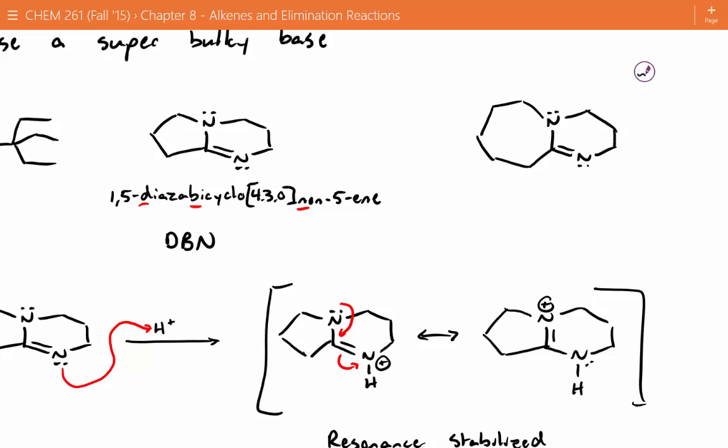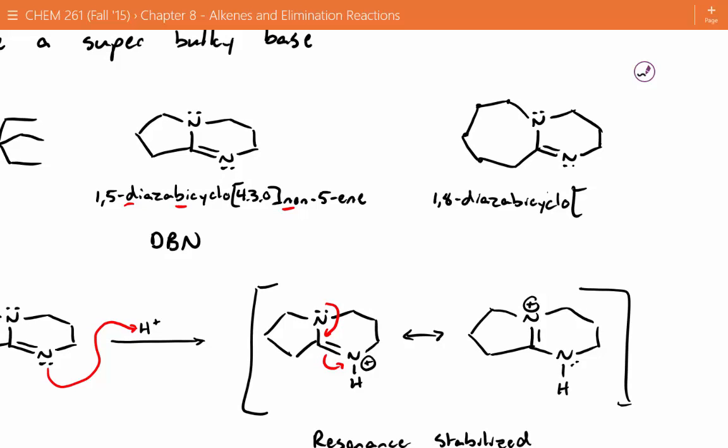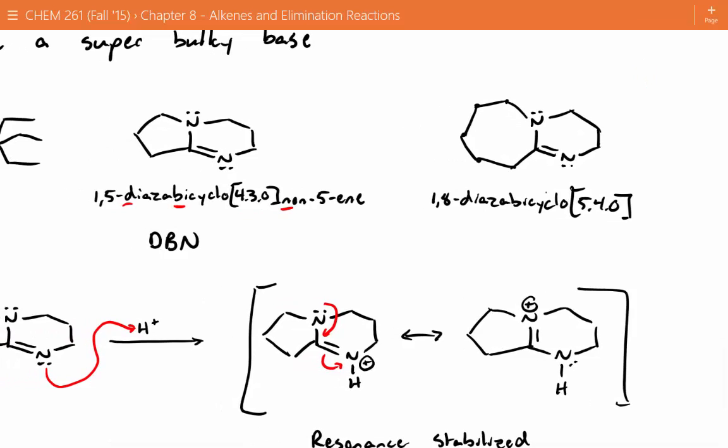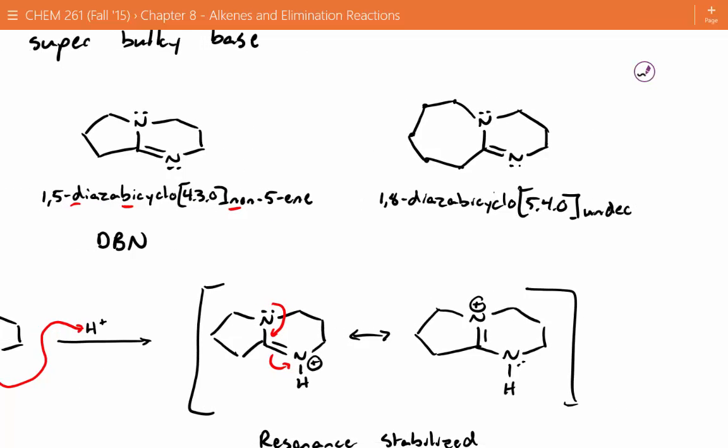And the name for this one is 1,8-diazabicyclo. And what should our bridge lengths be for this one? Should be 5,4,0, right? Because if we go over this path, we go 1,2,3,4,5. The other path is 4. So 5,4,0 undec-7-ene. So that's a mouthful. Using the same acronym system that we used before, what do you think we call this one? DBU. It's a lot easier than saying 1,8-diazabicyclo[5.4.0]undec-7-ene. So DBU.